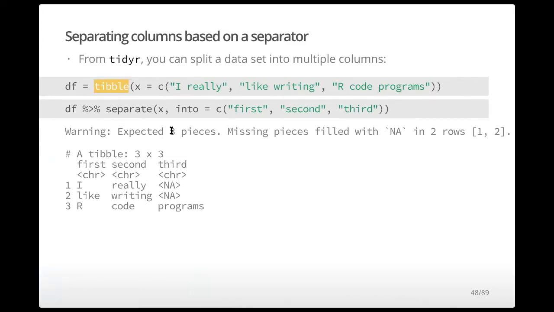So the way you do this is you, again, pipe in a data set, or you put the data set as the very first argument. And then you say, what is the column that I want to separate? So in this case, I want to separate the column X. And what do you want to separate it into? So into, we'll pass in a character vector and say, what do you want to call the new columns that come out? And it will guess what separator you're trying to use. It'll actually use a whole different number of separators.